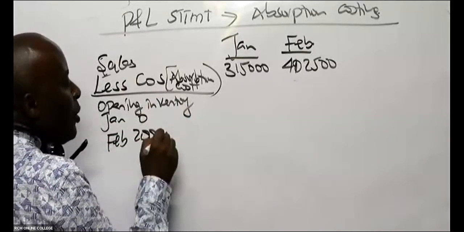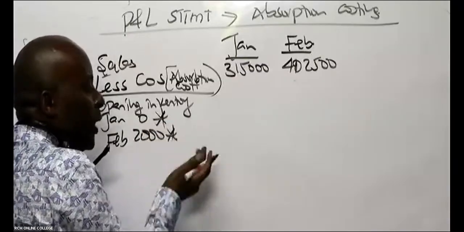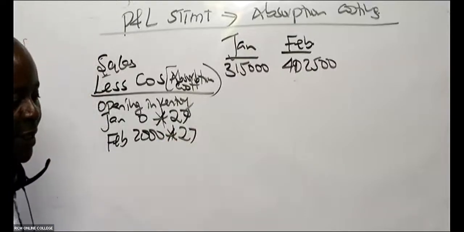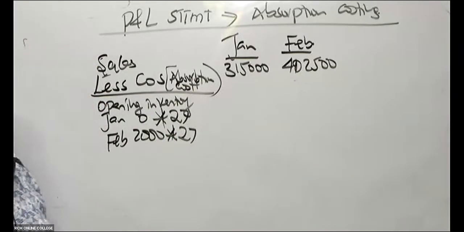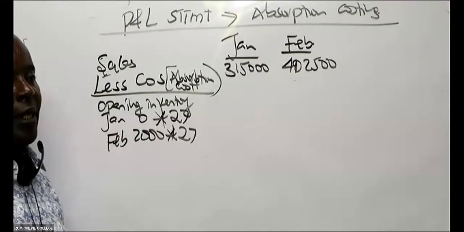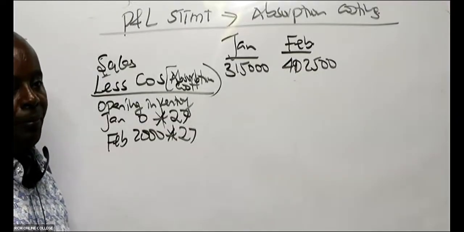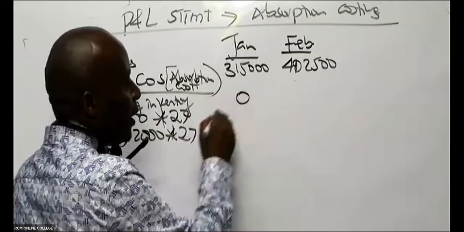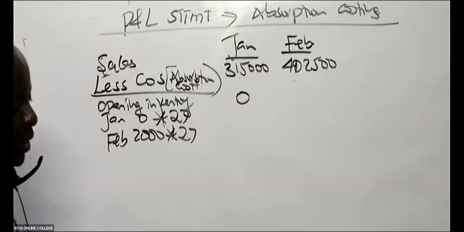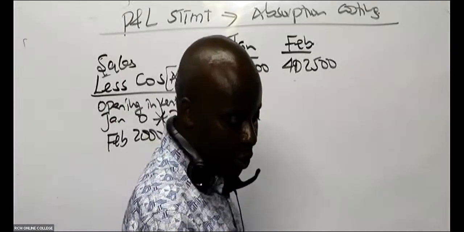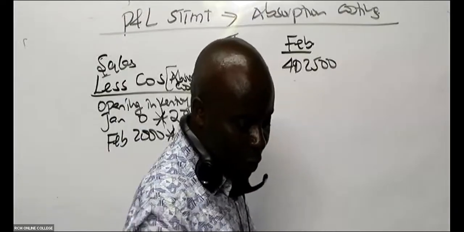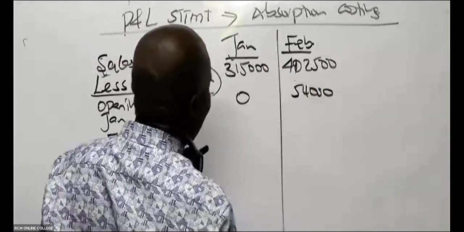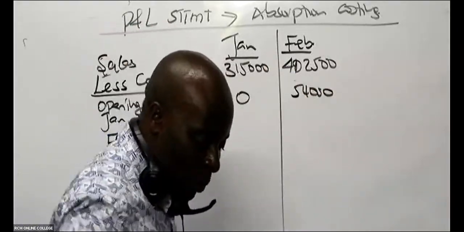And because you're using absorption costing, we know the cost per unit for inventory, which you gave me as 27. So the first one, of course, will be 0, right? The second will be 2,000 times 27, which is 54,000. So that is opening inventory.